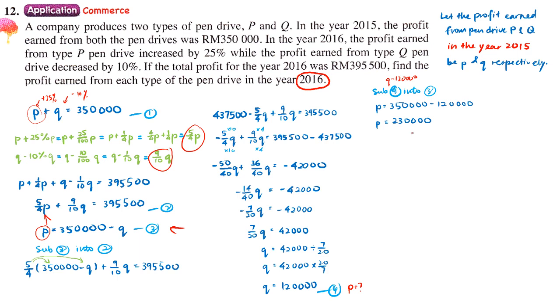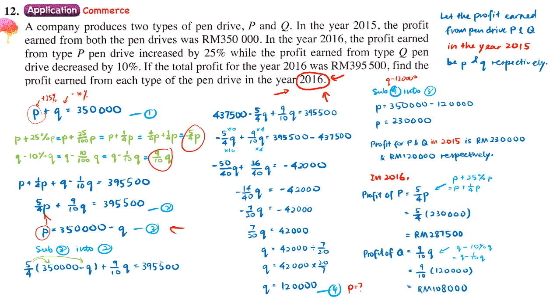I am still not done with my answer, because bear in mind, this P and Q is for 2015. They want to find the profit earned from each type in 2016. So what should I do? In 2016, the profit for P is P plus 25%. It increased 25%, which is what we found just now. So the profit for P is actually 5 over 4P. Sub your P inside and you get this. It's the same for the profit of Q, 9 over 10Q. Sub your Q inside, and there you go.